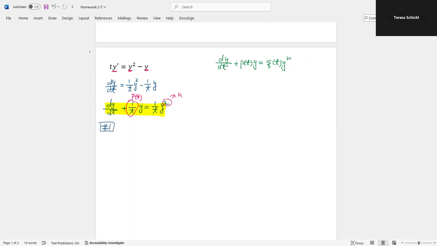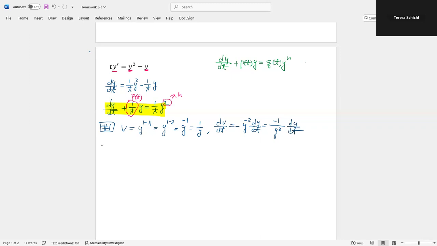Step number 1, we assign the new variable v equal to y to the 1 minus n. So n is 2, so v equals y to the 1 minus 2, which is y to the negative 1, or 1 over y. Then the next step we're very familiar with: take the derivative. So dv/dt is equal to negative y to the negative 2 dy/dt, or you can say negative 1 over y squared dy/dt.